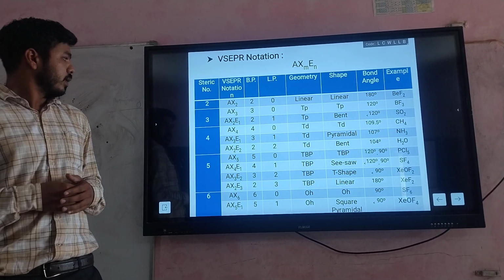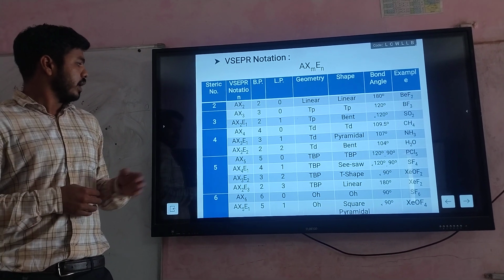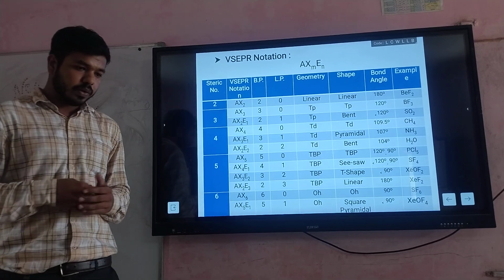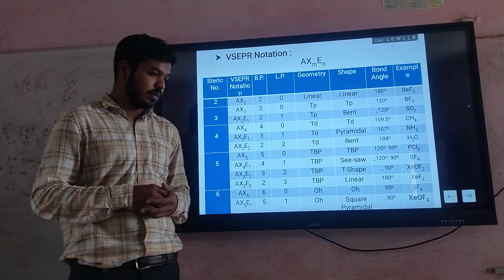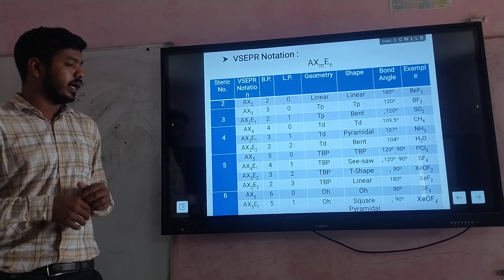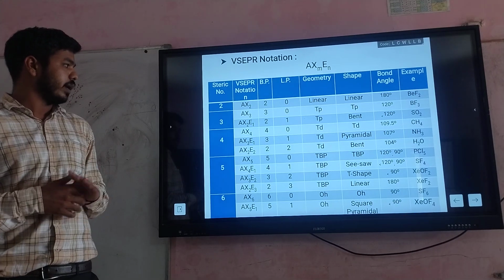Then if the steric number has the value 3, we have two cases. First is the AX3 type and second is the AX2E1 type.